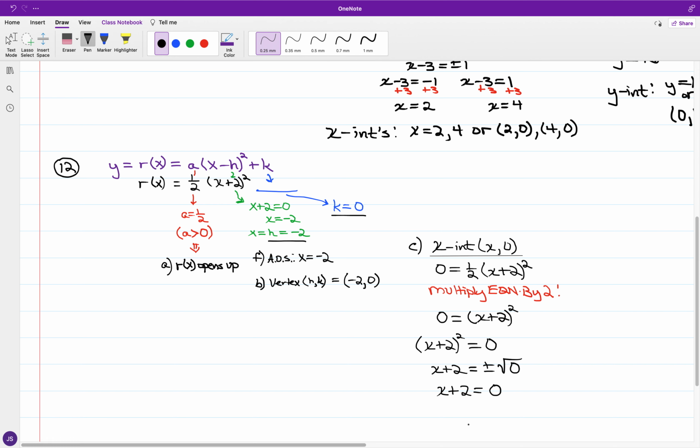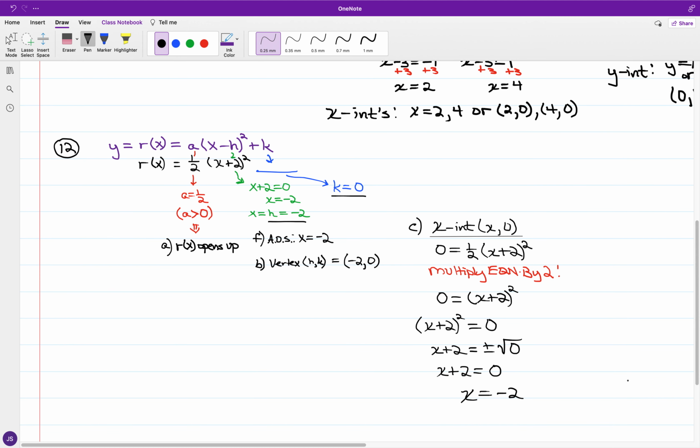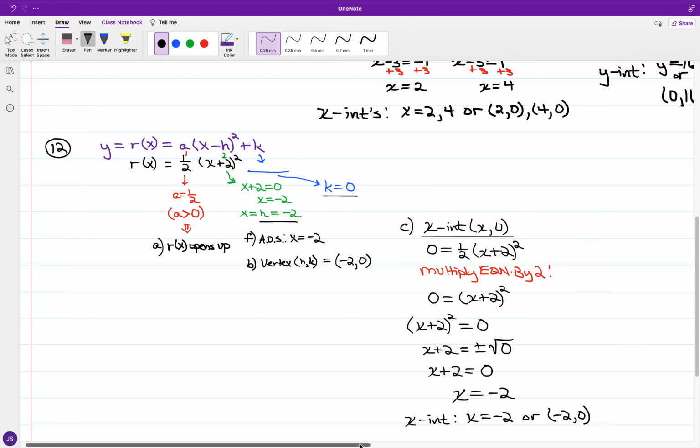So you have x plus 2 is equal to 0, and from this we're going to have only one x value. So we have x equal to negative 2. So for the x-intercept, we have x is equal to negative 2, and as an ordered pair, we have (-2, 0), and it turns out that this is exactly what we had established with the vertex. And so the vertex turns out to be the one and only x-intercept.